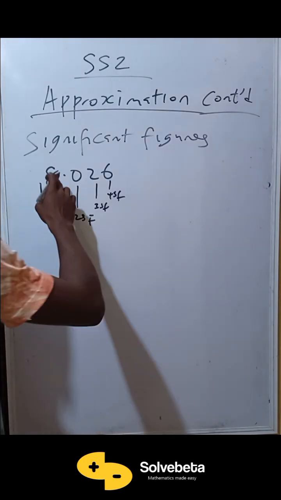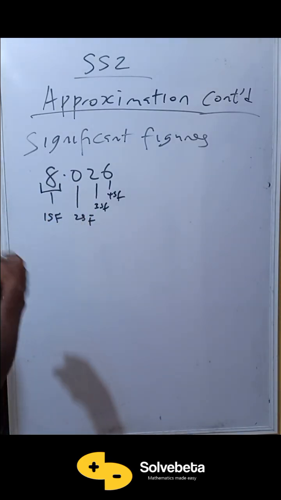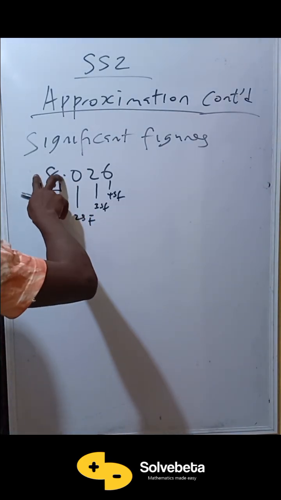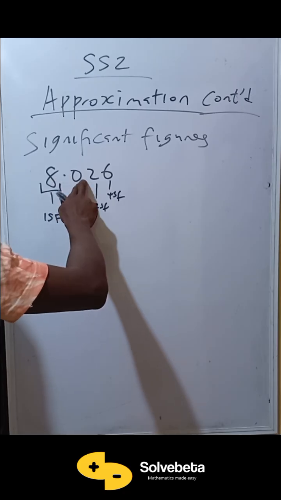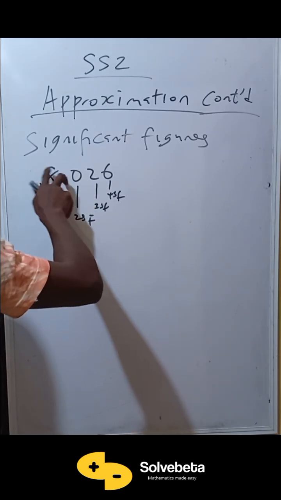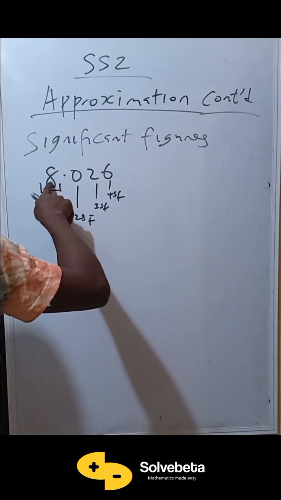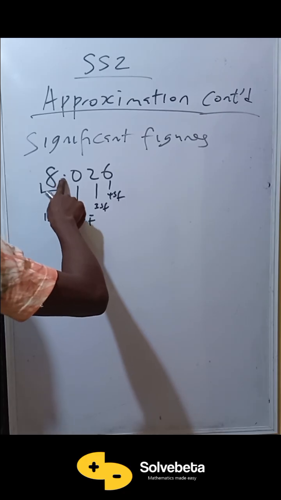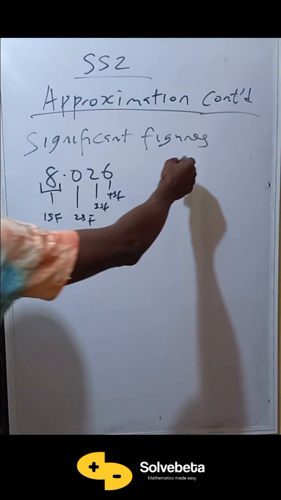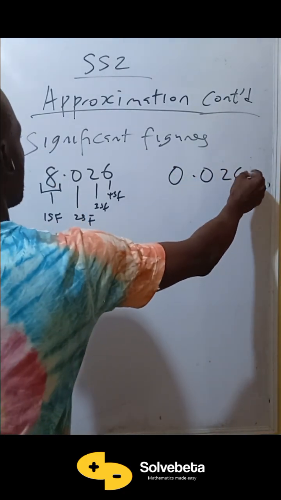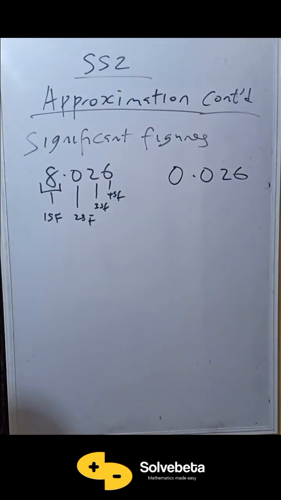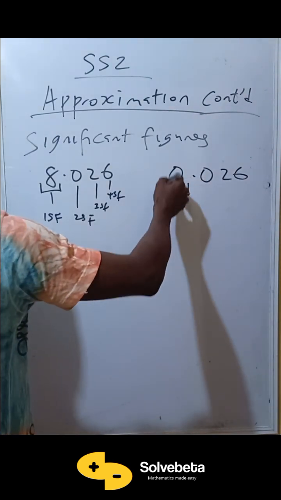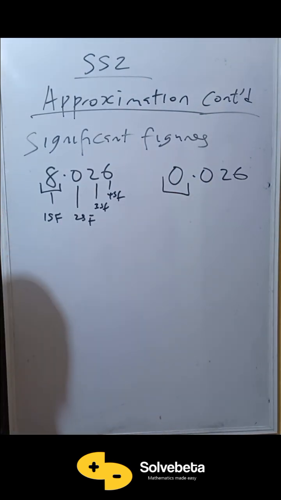You know, a decimal number is made up of two parts: the part before the decimal point and the part after the decimal point. If the part before the decimal point is less than 1, it is a decimal less than 1. This, for instance, is less than 1 because the part before the decimal point, which is known as the whole number, is 0. While this part is greater than 1, which is 8.